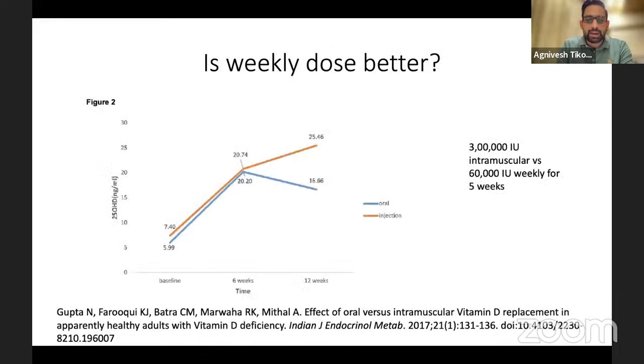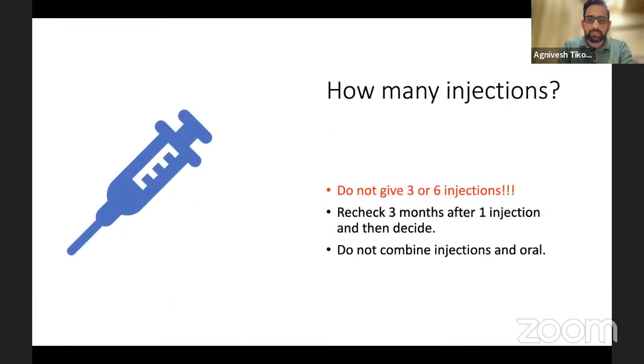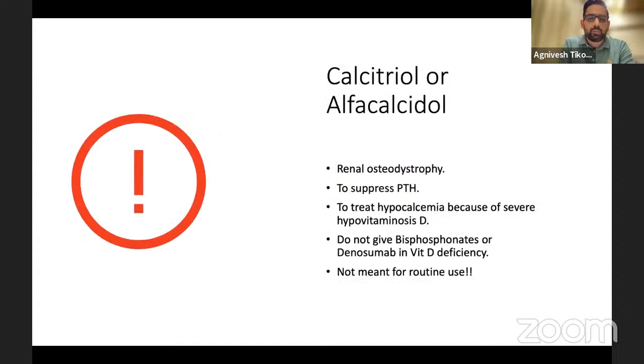Weekly doses are better than one-time doses, because they slowly replenish the vitamin D. Do not prescribe 3-6 injections to your patients. If you're giving a vitamin D injection of 6 lakh units, one injection should be good enough for 6 months. Don't repeat these injections. It leads to toxicity. Patients develop kidney stones and they'll end up with urologists for their kidney stone removal.